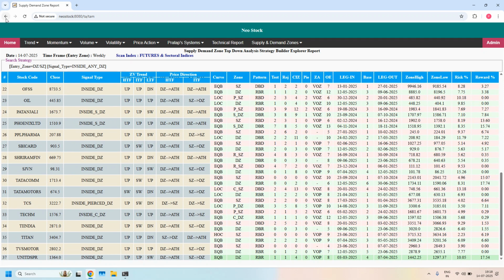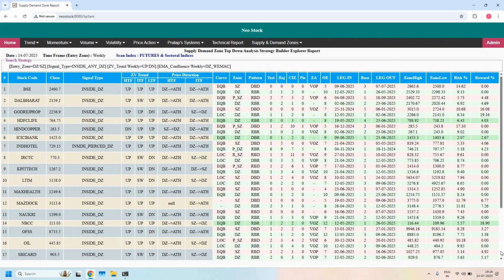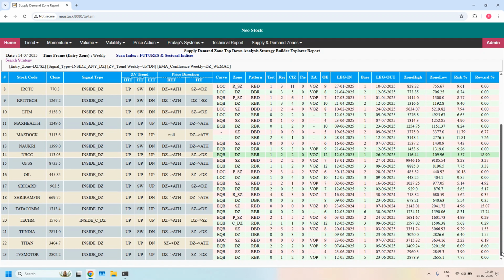We can further filter based on EMA Confluence on weekly with the weekly demand zone having weekly EMA, and also trend on the weekly should not be sideways. It can be up or down. Now the list is reduced to first 17 stocks in the list. Scrolling the list down. So total 23 stocks are filtered.